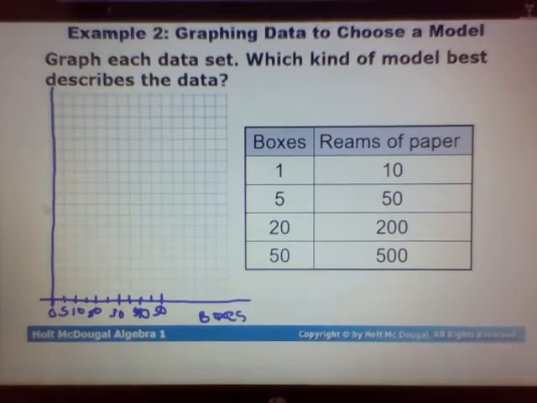And so it's reams of paper. All right, paper. That's a terrible looking paper word. Okay. So it looks like we're going to go through these 20 dots until we get to 500.